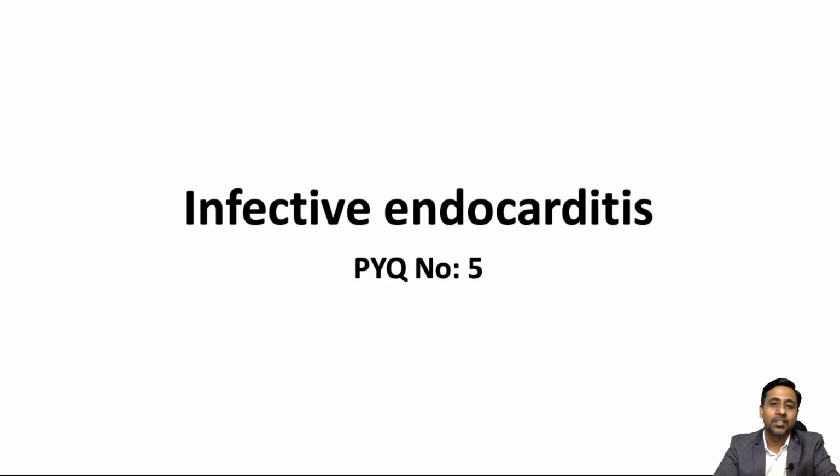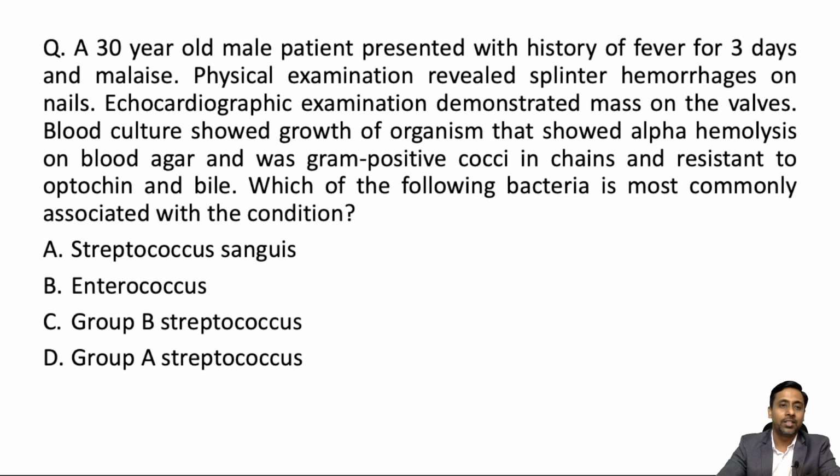So today's topic, as I said, is infective endocarditis PYQ number 5. So let's see the MCQ. A 30-year-old male patient presented with history of fever for 3 days and malaise. Physical examination revealed splinter hemorrhage on nails. Echocardiographic examination demonstrated mass on the valves. Blood culture showed growth of organism that showed alpha hemolysis on blood agar and was gram-positive cocci in chains and resistant to optochin and bile. Which of the following bacteria is most commonly associated with the condition?